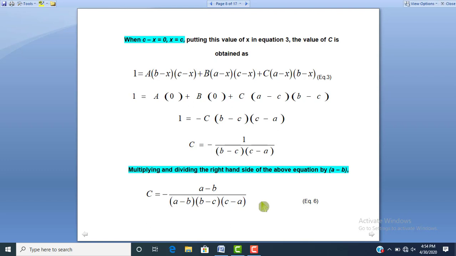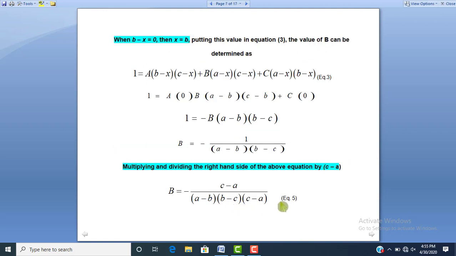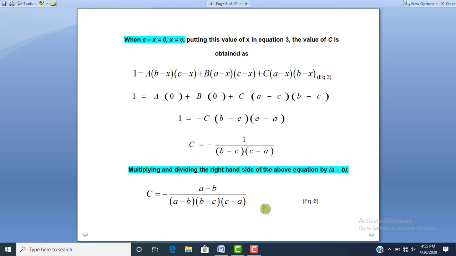The answer is very simple. If you see equation number 4, the denominator is A minus B into B minus C into C minus A. See the denominator in equation 5: A minus B, B minus C into C minus A. Denominator in equation 6: A minus B into B minus C into C minus A. So in these three equations, you can see the order of the terms in the denominator is the same. This same order of terms will be helpful to find out the value of the rate constant expression.